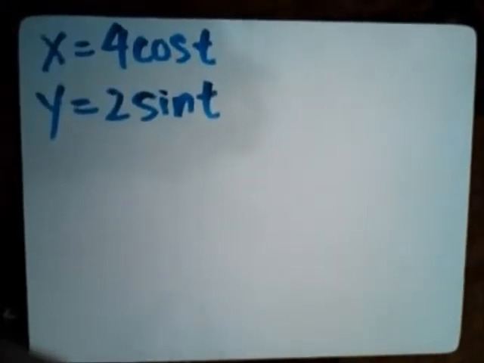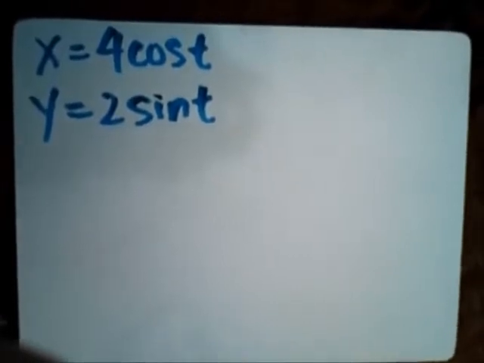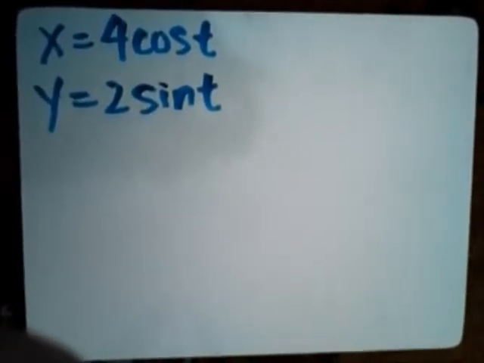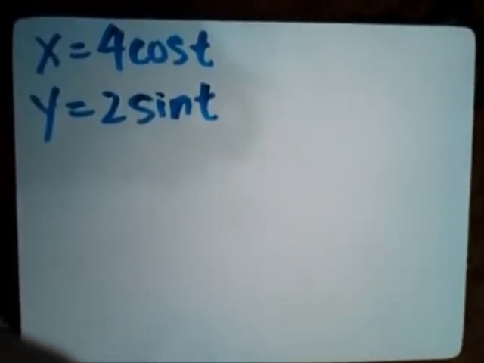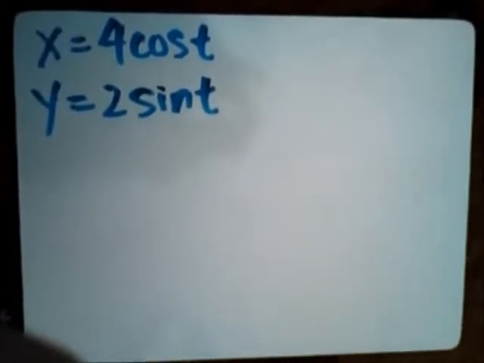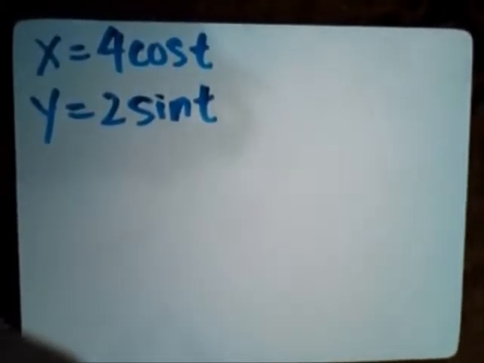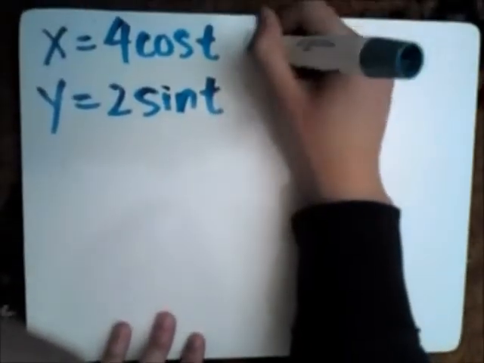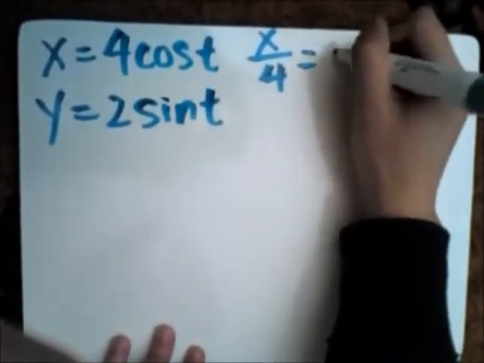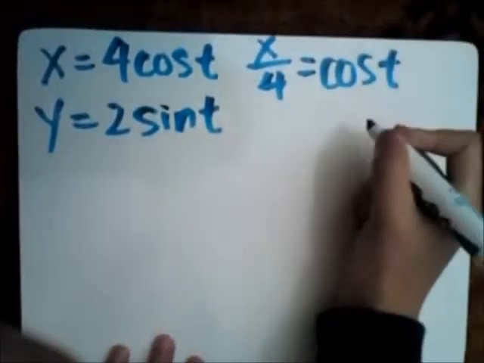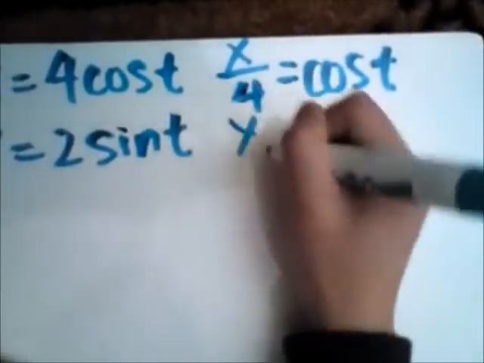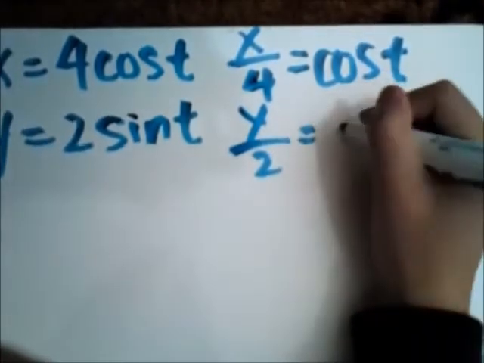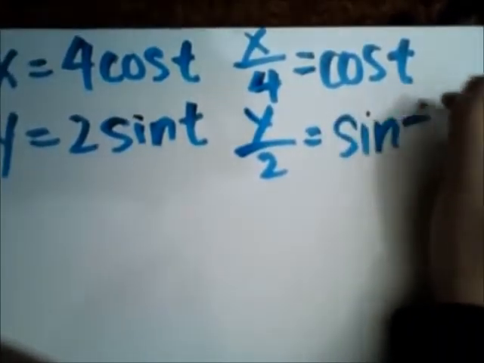Given x equals 4 cosine t and y equals 2 sine t. We can set cosine of t to equal something in x, and we can set sine of t to equal something in y. To do that, we divide both sides of the equation by 4. So you get x over 4 equals cosine t. For the other equation, you divide y by 2, so you get y over 2 equals sine t.